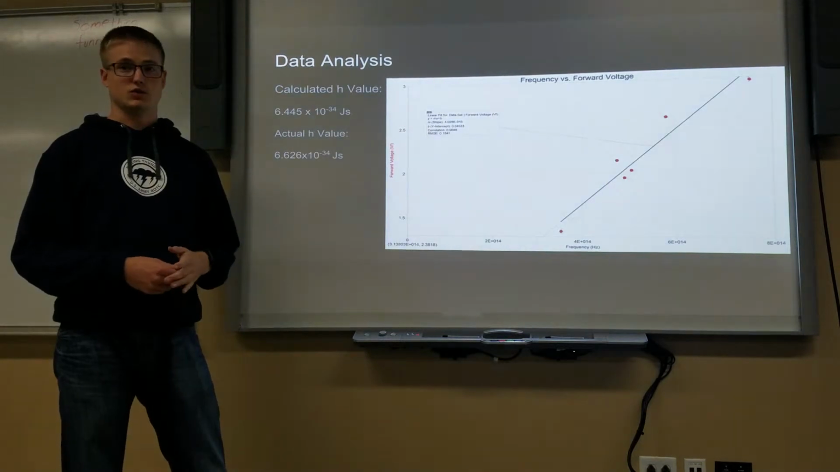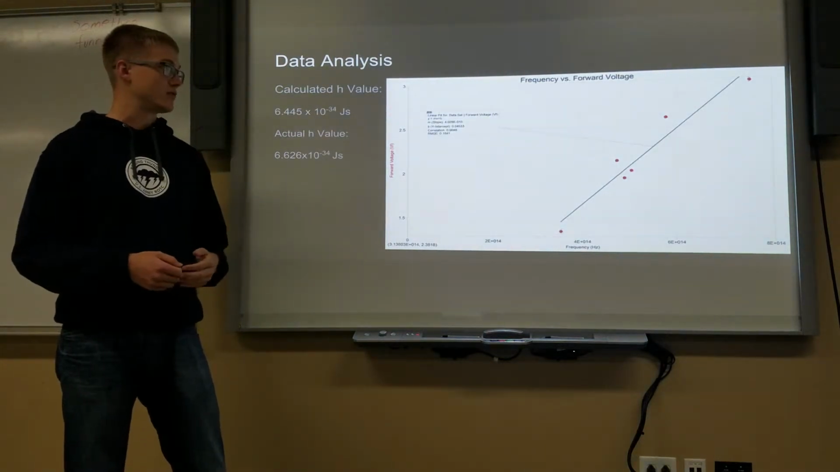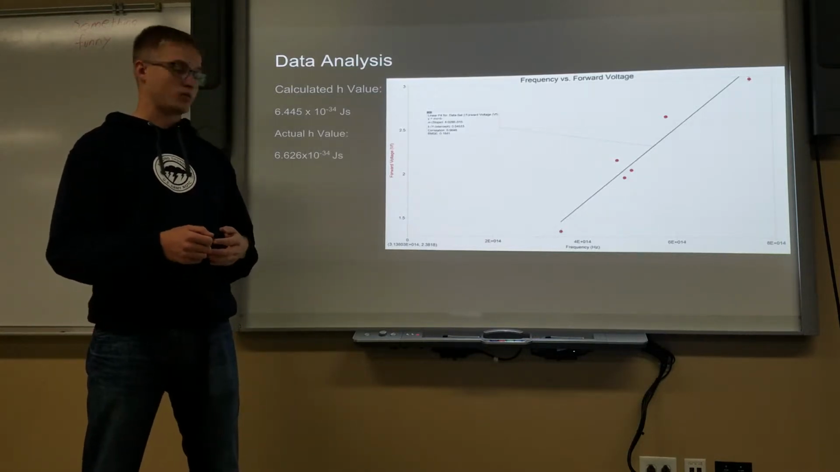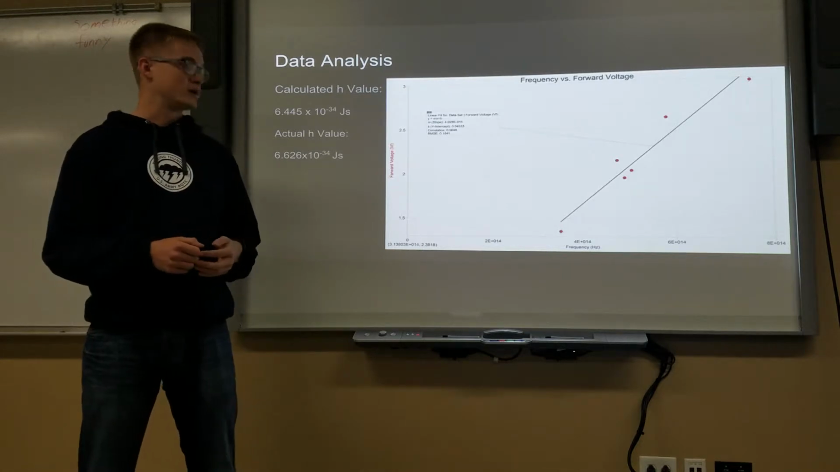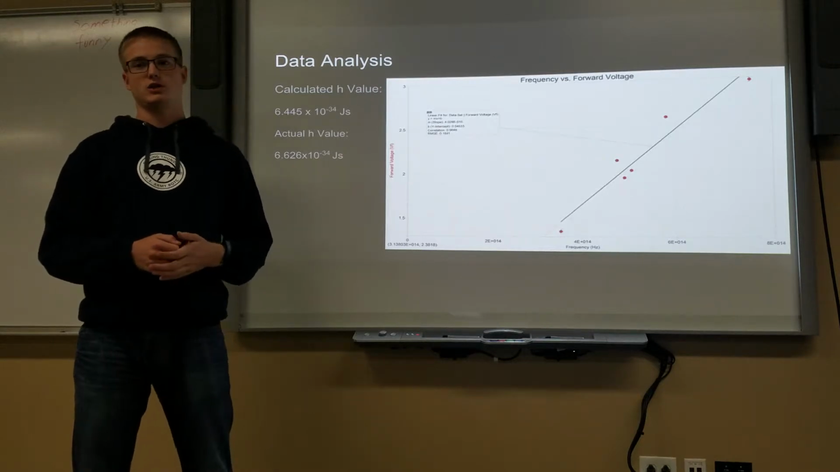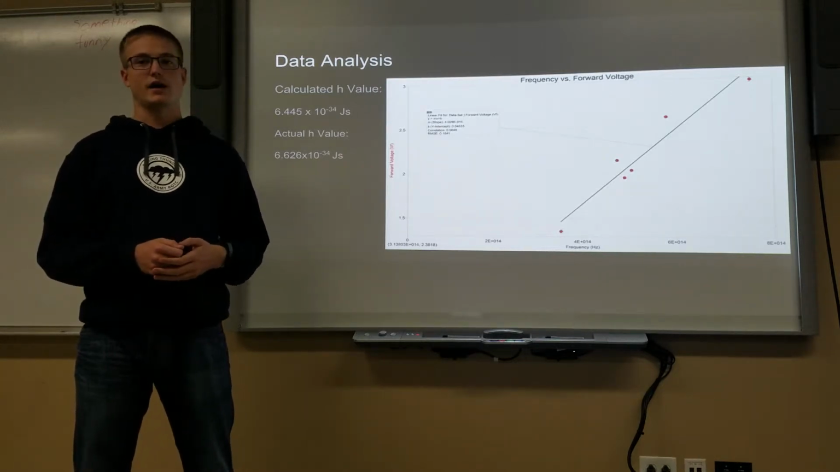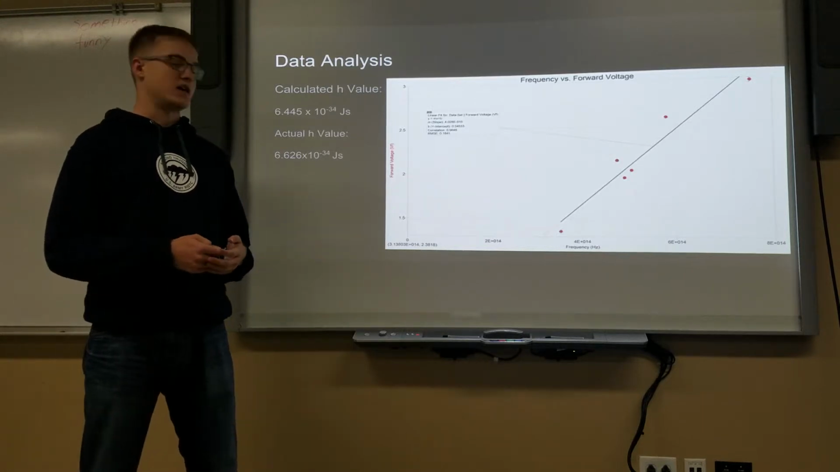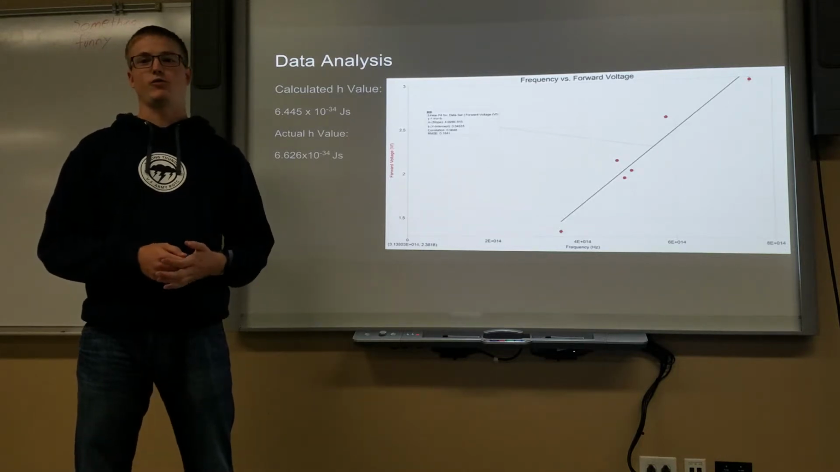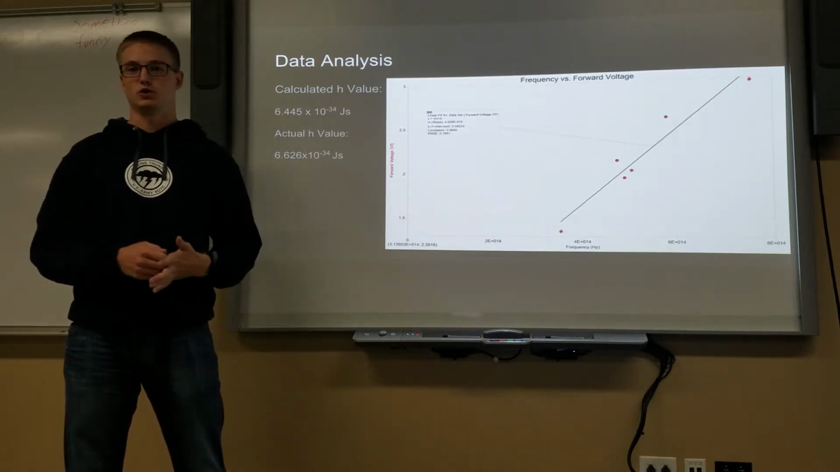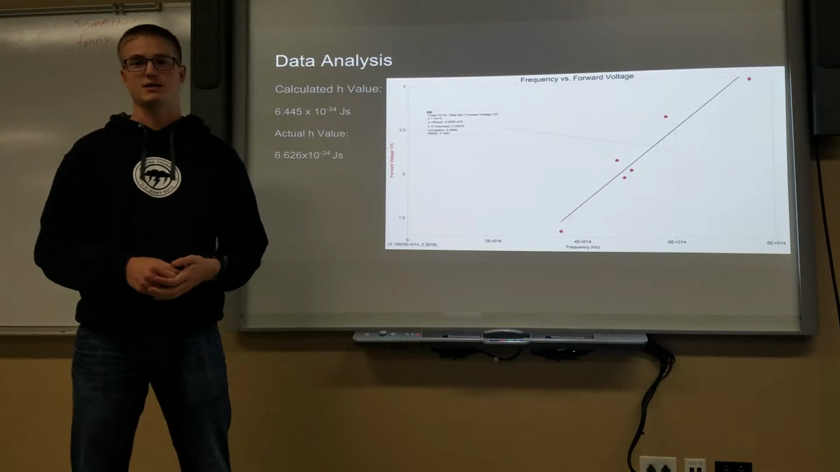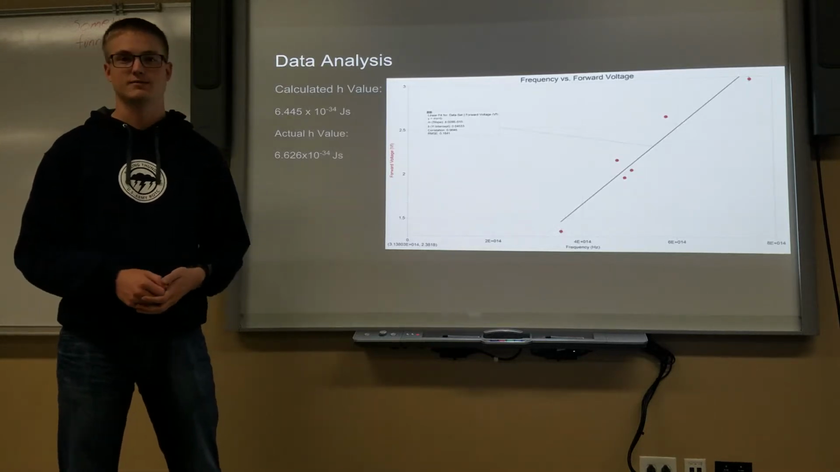Moving on to our data analysis, we measured frequency versus our forward voltage. What we needed to find was our slope, which was 4.028 times 10 to the negative 15th. Then we use the equation h equals e times m, where m is our slope and e is the electron charge, and we calculated 6.445 times 10 to the negative 34 joule seconds, compared to the actual value, which is 6.626 times 10 to the negative 34 joule seconds.